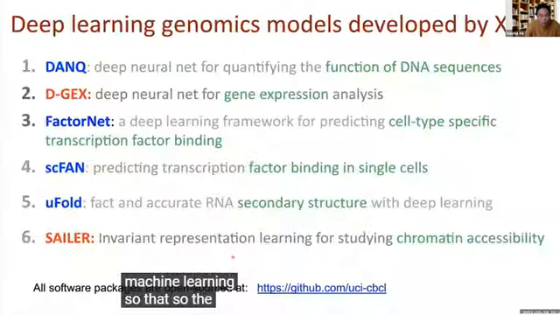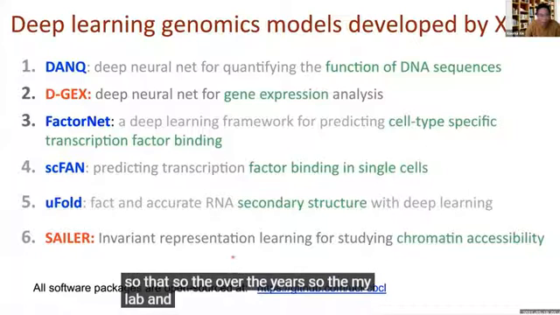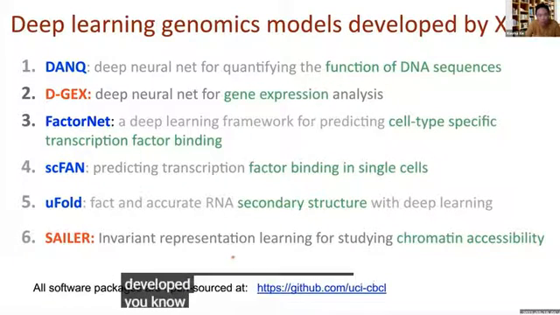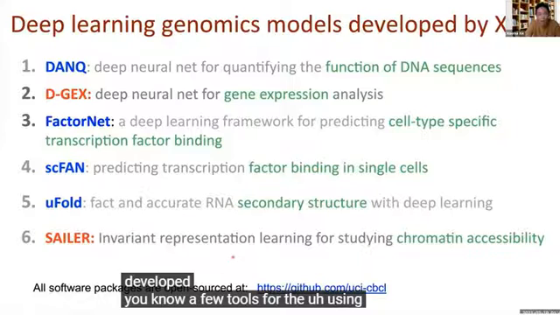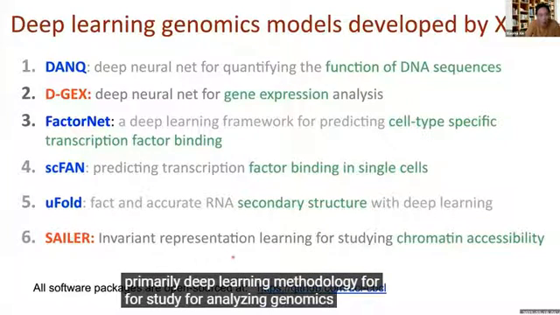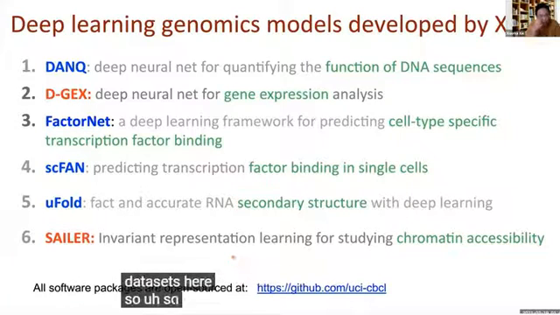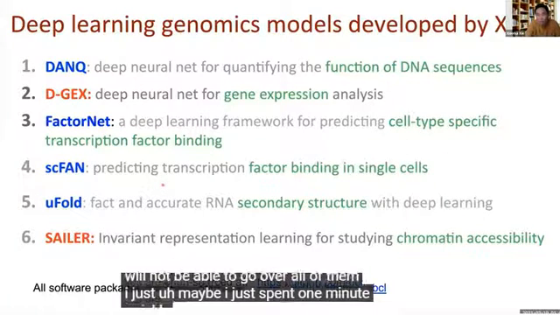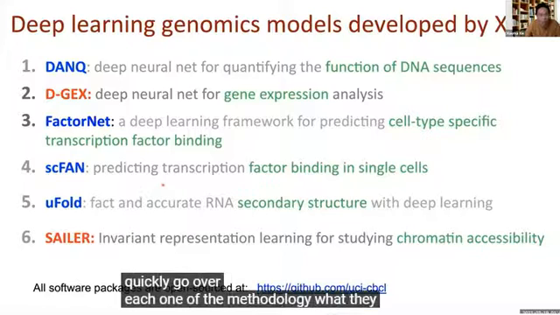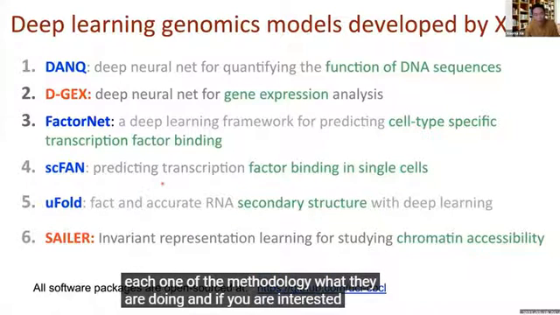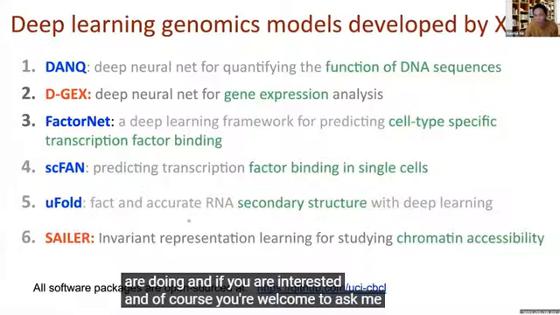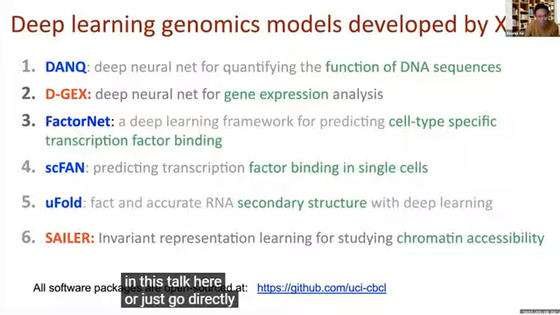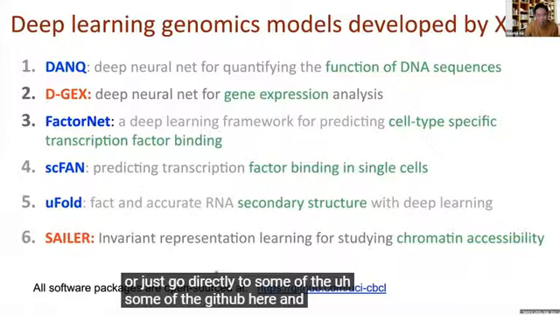Over the years, my lab at UC Irvine has developed a few tools, primarily using deep learning methodology, for analyzing genomics data sets. I listed a few of them here. I will not be able to go over all of them. I'll just spend one minute to quickly go over what each methodology is doing, and if you are interested, you're welcome to ask me in this talk, or just go directly to some of the GitHub pages and check them out.